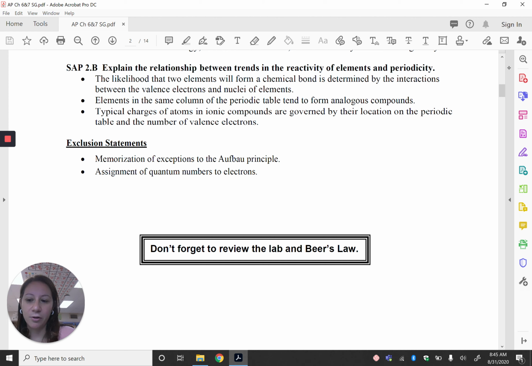We're going to go over the notes. We're also going to do a lab that's really important that shows up all the time on the AP exam. So I put a little box for you here at the beginning of the study guide telling you don't forget to review this lab and Beer's Law.